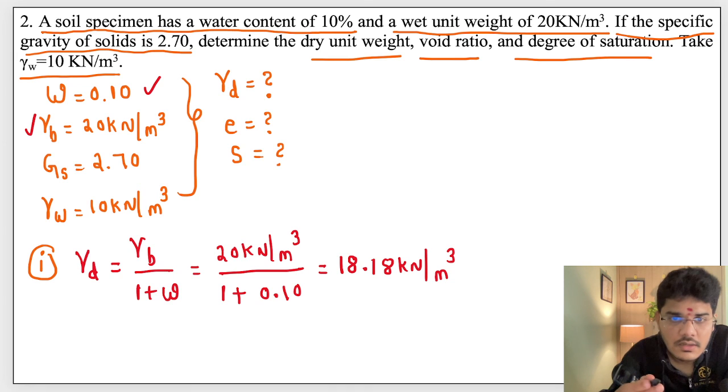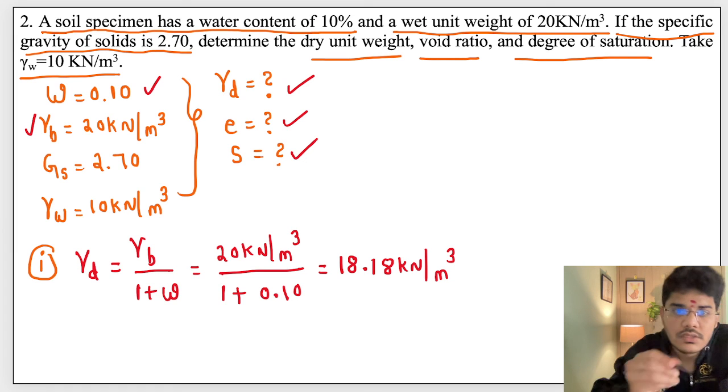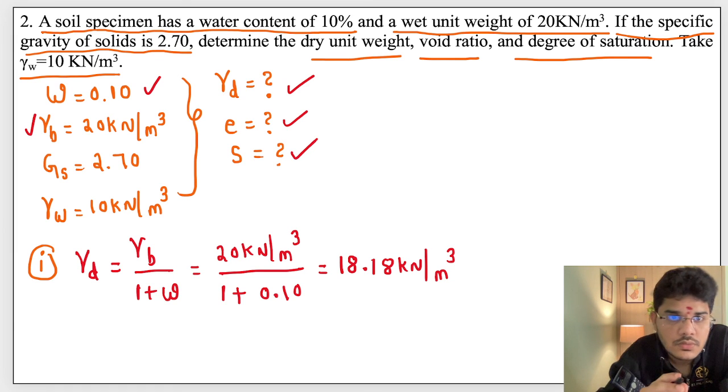This kind of problem is already covered in practice question 1, but we'll practice. If you practice 6 to 8 questions on soil water relationships, then you will become habituated. You will know which formula to use, and you will recollect very quickly if you keep on solving these questions. So gamma D we have calculated, e we have calculated, and degree of saturation also we have calculated. In the next video we'll solve one more question.